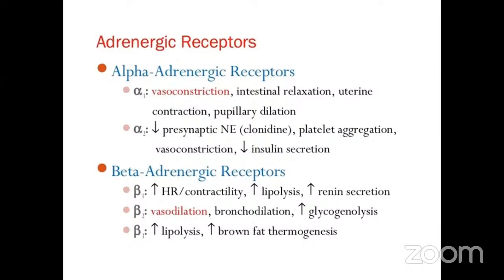Coming to the beta adrenergic receptors, there are three types of receptors: beta 1, beta 2, and beta 3. Beta 1 receptors increase heart rate and contractility, cause lipolysis, and increase renin secretion. Beta 2 receptors mainly cause vasodilatation, bronchodilation, and increase glycogenolysis. And beta 3 receptors increase lipolysis and brown fat thermogenesis.